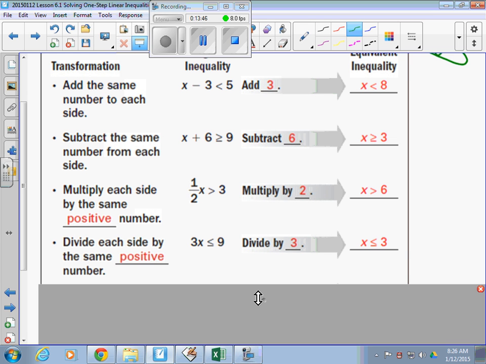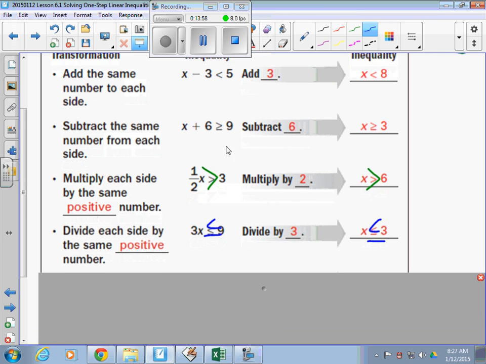Notice that the symbols are staying the exact same direction. This one is saying greater than. It's remaining greater than. This one is saying less than or equal to. It's remaining less than or equal to. You're not changing any of that. Until you get to the next one.